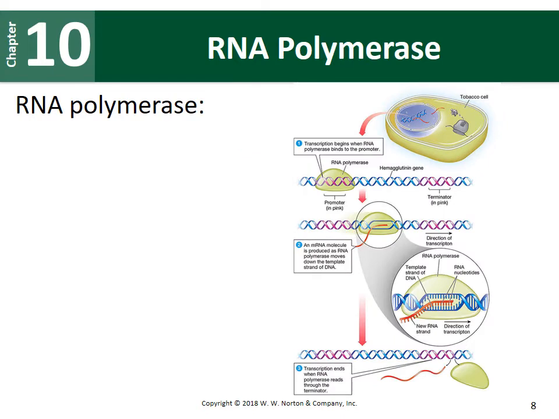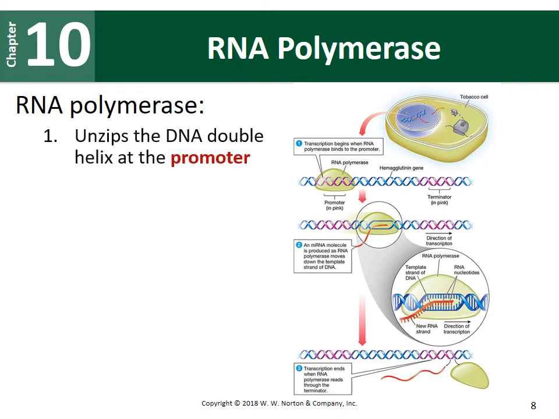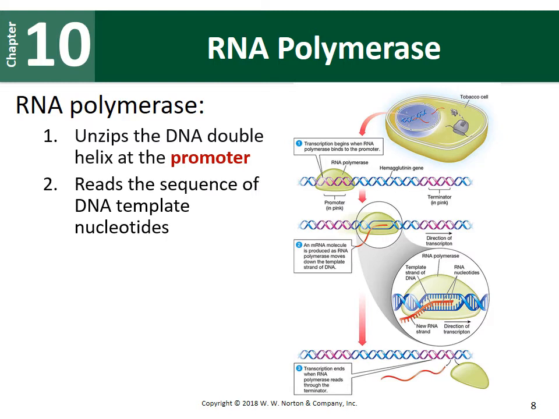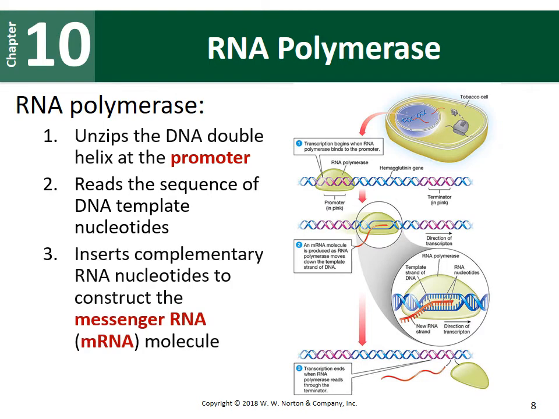So what this looks like, our RNA polymerase is going to attach on to the promoter or the start of the gene. That RNA polymerase is going to unzip that DNA double helix and prepare to travel down the gene and create the RNA molecule. The RNA polymerase is going to read the sequence of DNA template nucleotides as it travels down the gene. And as it reads that DNA template, it's going to insert a complementary RNA nucleotide. And this is going to construct a messenger RNA or mRNA molecule.